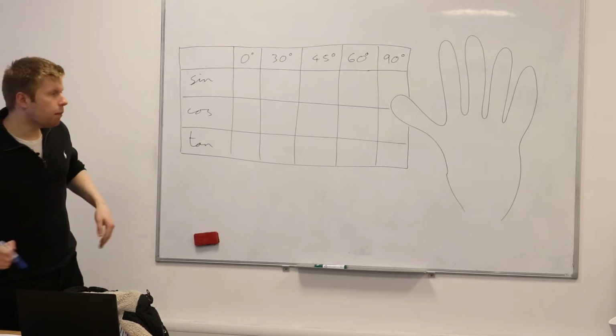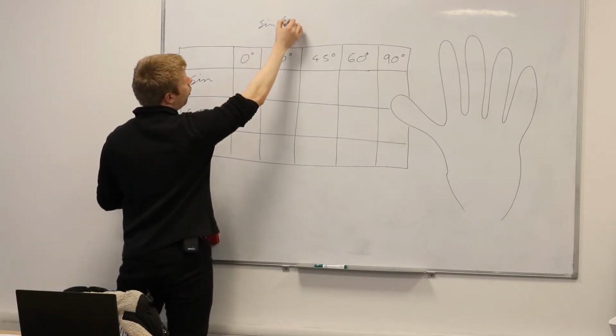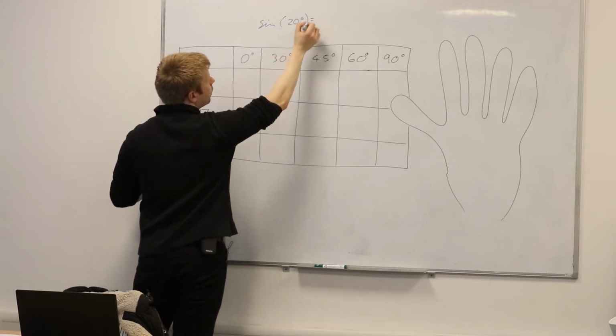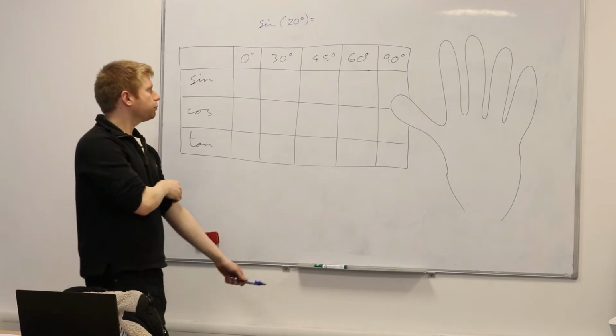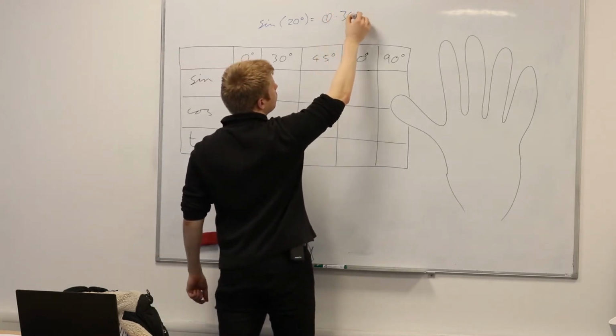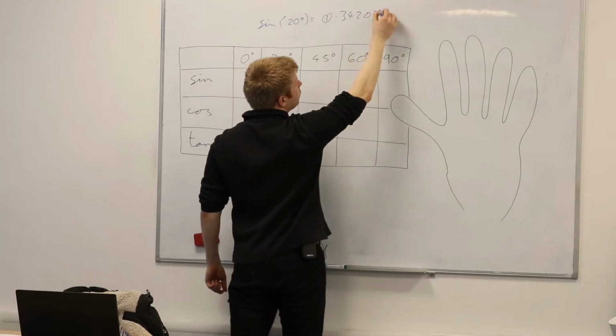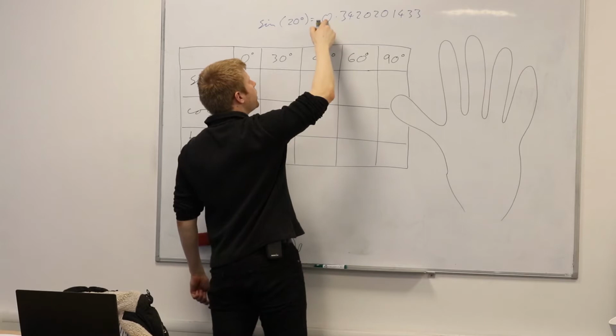Okay, now could somebody type into your calculator sine of 20 degrees? And can somebody read out all the numbers which you get on the calculator display? 0.342, 020, 1433. Okay, now here's my question.